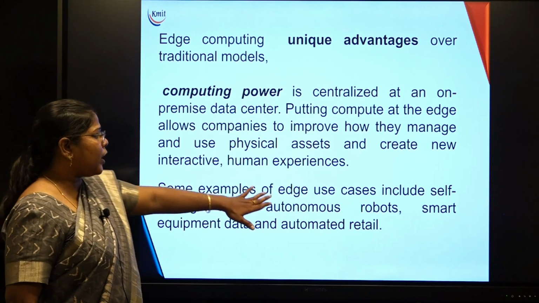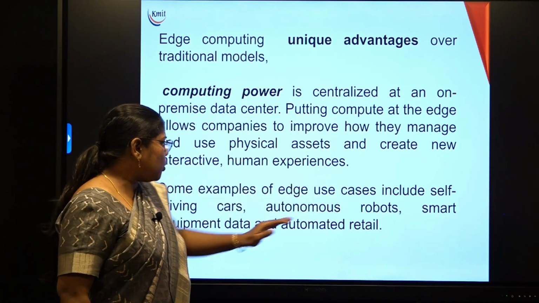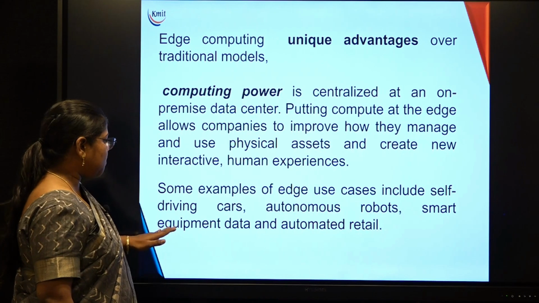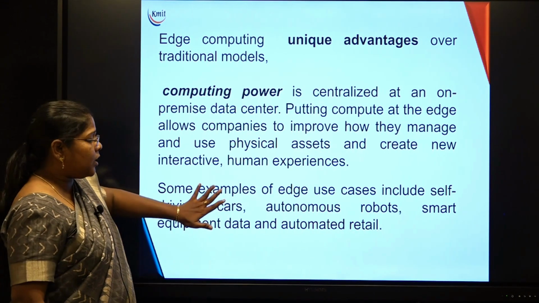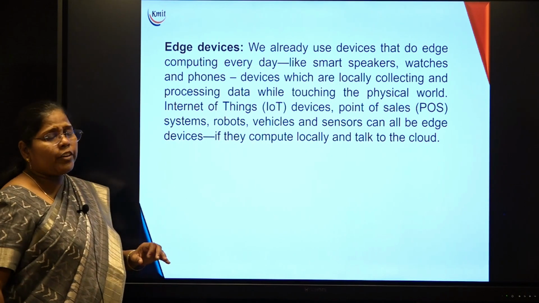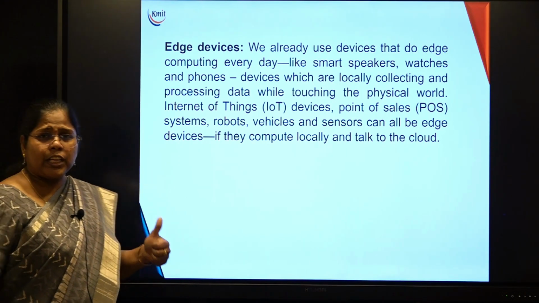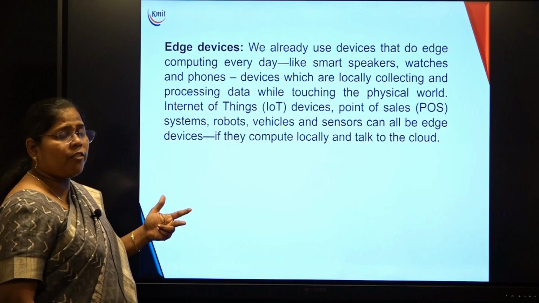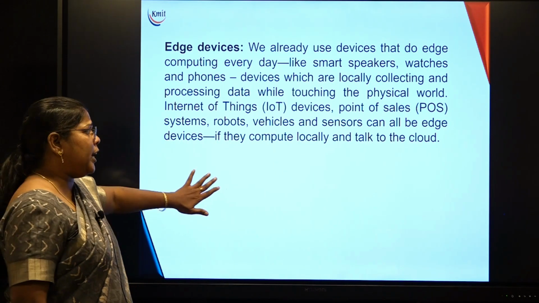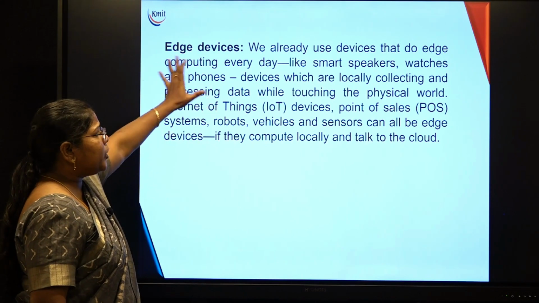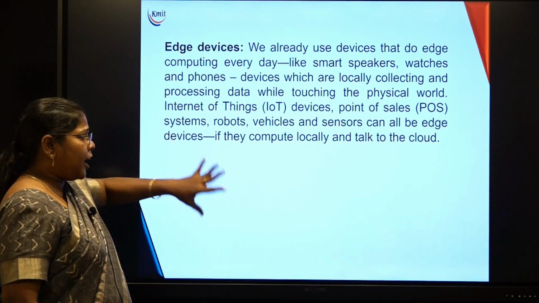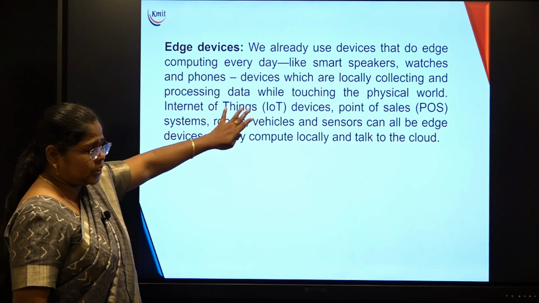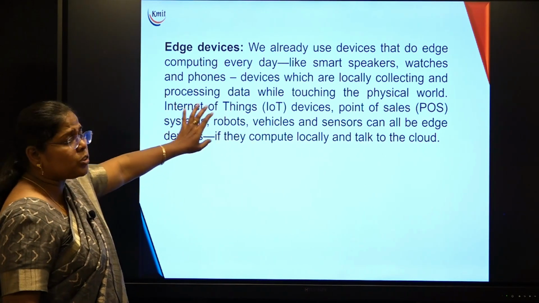Some examples of edge computing include self-driving cars, autonomous robots, smart equipment data, and automated retail. So here we have three layers. One is the physical layer, we have the edge device layer, the network layer, and the cloud layer. In edge devices, we start collecting all the data from the IoT, points of sale, robots, or vehicles.